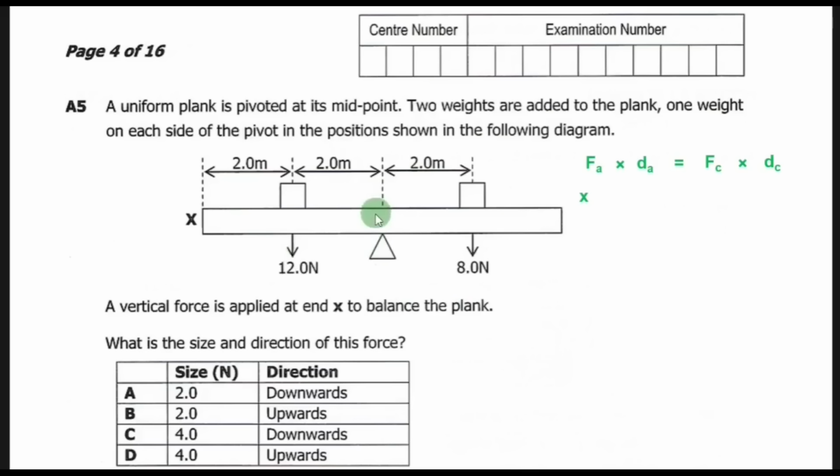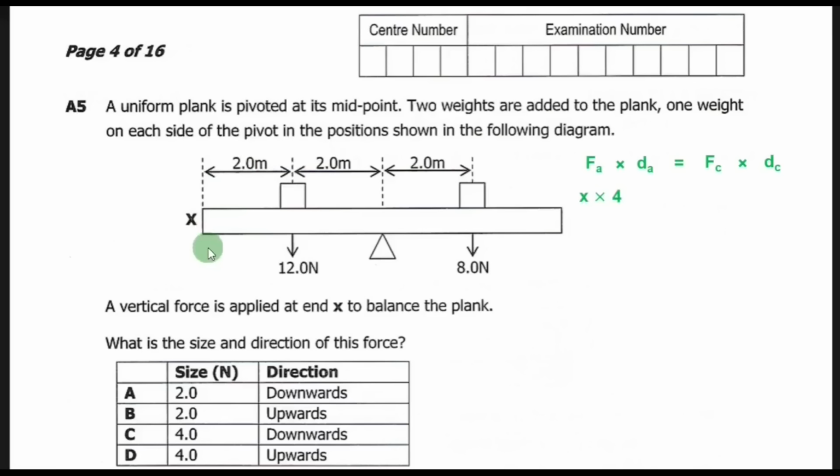So the moment on the left side must be equal to the moment on the right side. On the left side, there are two moments: the moment caused by this force 12 and the moment caused by the force applied at x. The moment caused by the force applied at x is x times the distance of x from the pivot. It is 2 plus 2, the total distance of x from the pivot, which is 4.